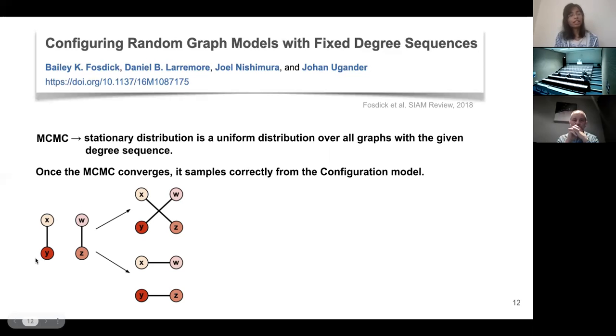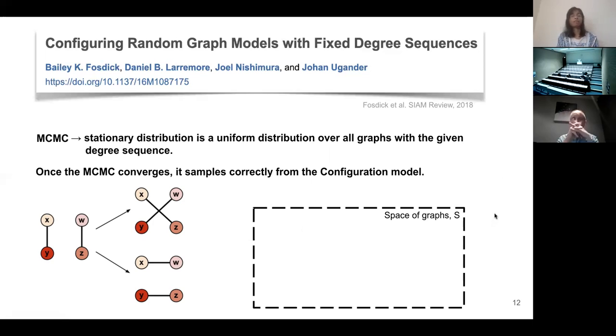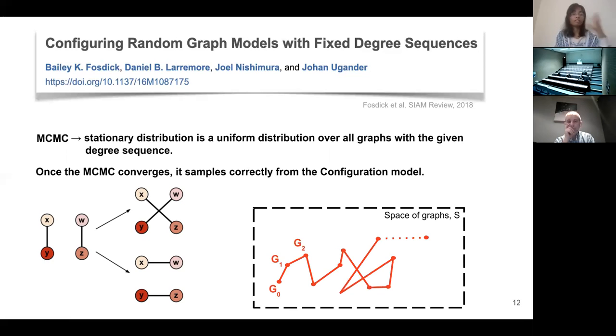And so this Markov chain helps to explore all the graphs with a given degree sequence. So for illustration purposes, let us assume that we have this space of all graphs with a given degree sequence. We start with the graph G0, and then we keep applying this double edge swap to generate more and more networks with the same degree sequence, right? So this Markov chain is exploring the graph space with the given degree sequence, until the point where the Markov chain has run long enough that it converges on that target distribution, which is the uniform distribution over all graphs with a given degree sequence.